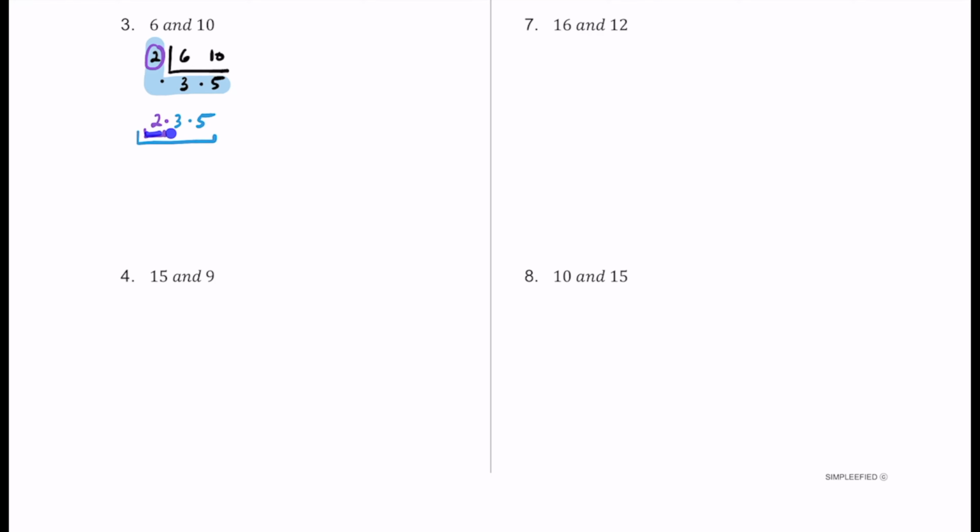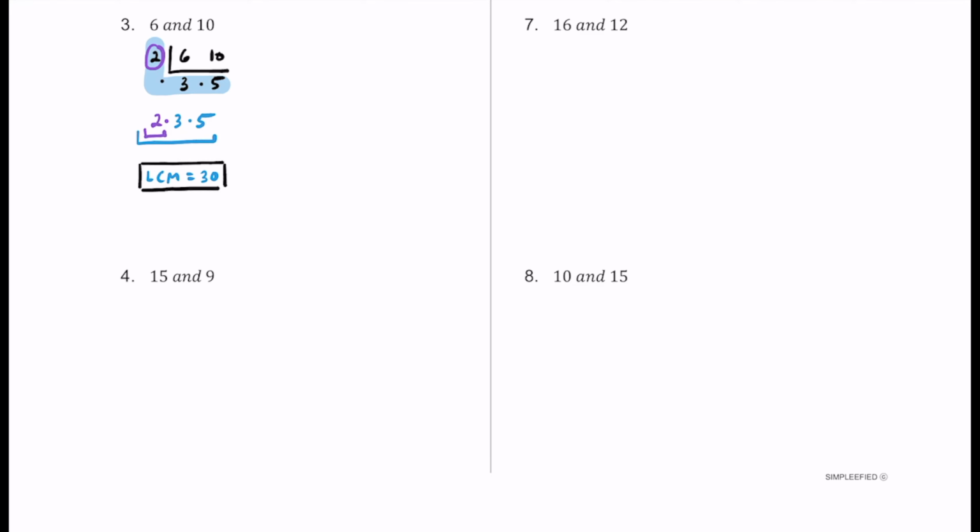So 2 times 3 is 6, 6 times 5 is going to be 30. So we can go ahead and just write the LCM here is equal to 30. Okay, the first time that 6 and 10 meet is going to be at 30. And every 30 after that, they will meet their multiples.